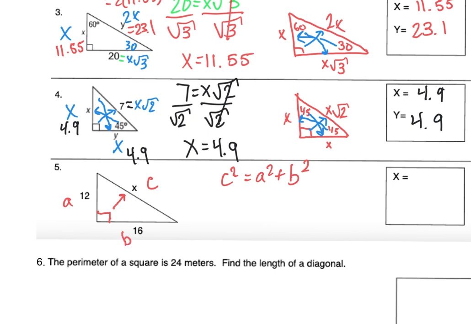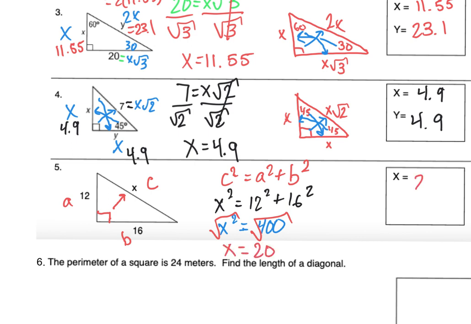We get x squared equals 12 squared plus 16 squared. Put that into the calculator. You should get x squared equals, well, 12 squared plus 16 squared is 400. And then the last step is to take the square root of both sides. And the square root of 400 is 20. So x equals 20.